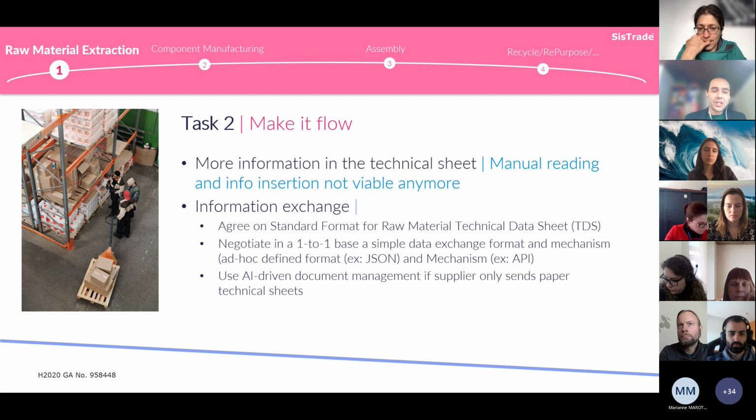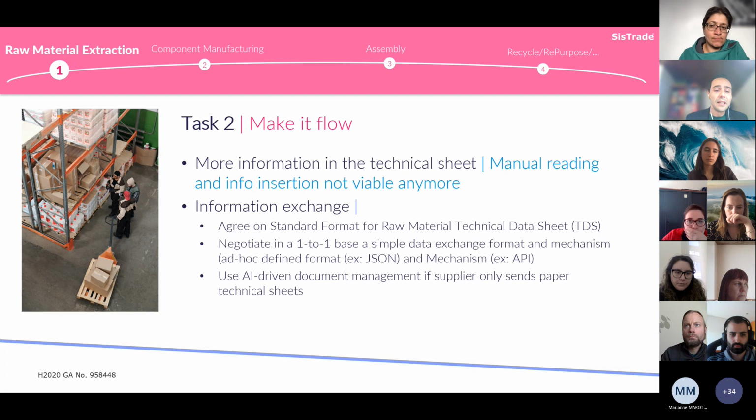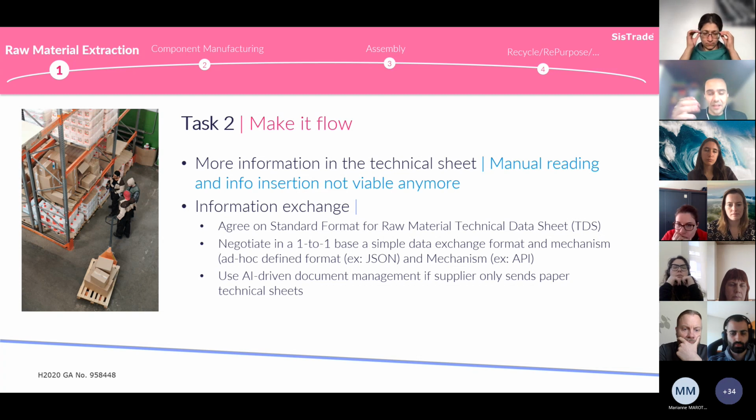Or we can negotiate on a one-to-one basis a simple data exchange format and mechanism, for example, an ad hoc JSON or a mechanism such as an API. Or for the raw material providers that don't have that possibility, we can use an AI driven document management system that can extract all the information from the, let's say, paper specification technical data sheets from the raw materials.